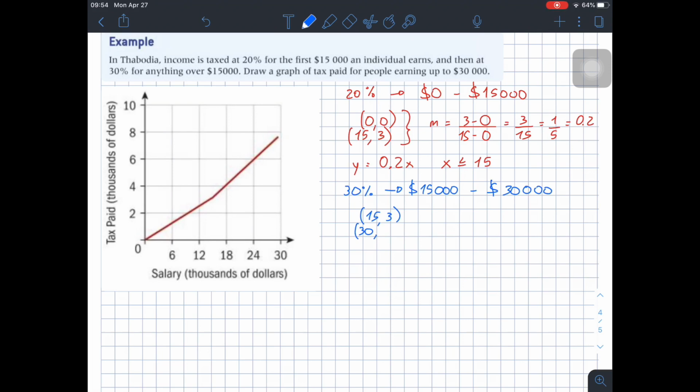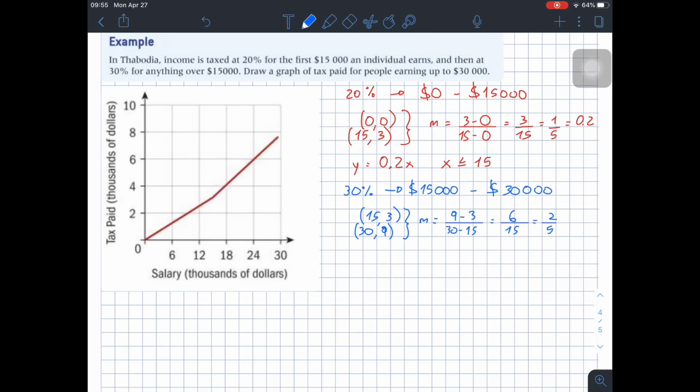That gives us, let me see, 0.3 times 30,000. That's $9,000, so 9 here. So we have two known points. Once again, if you calculate the slope, this would give us 9 minus 3 over 30 minus 15. This is 6 over 15, which if we simplify, divided by 3, gives 2 over 5.